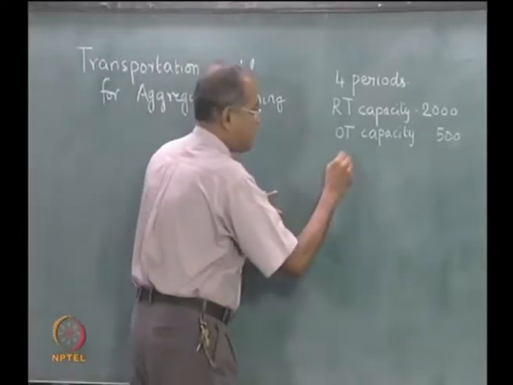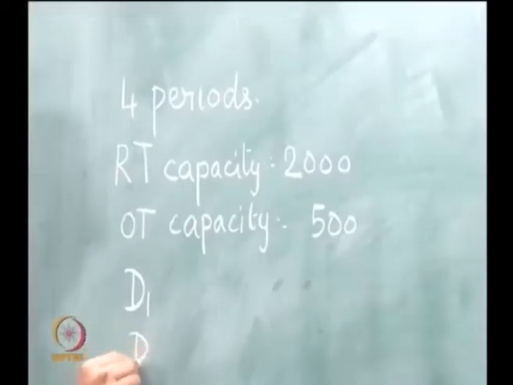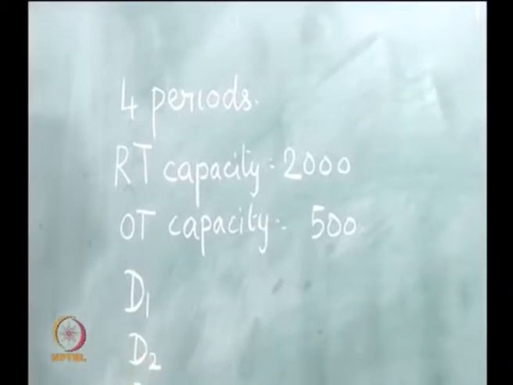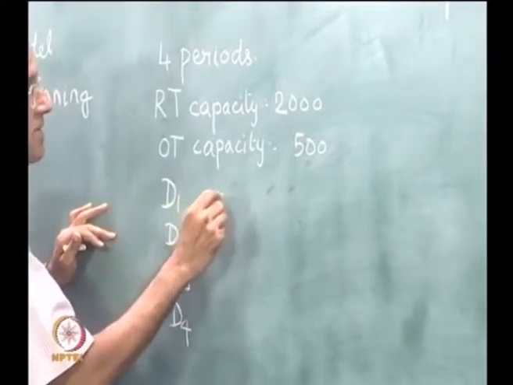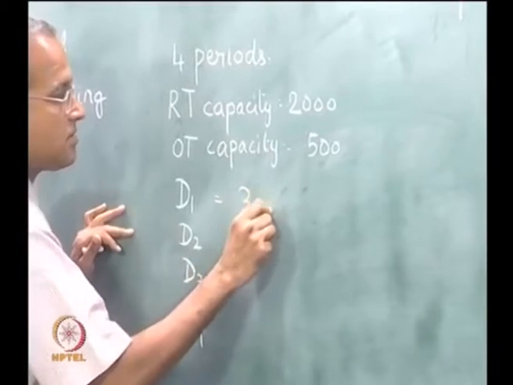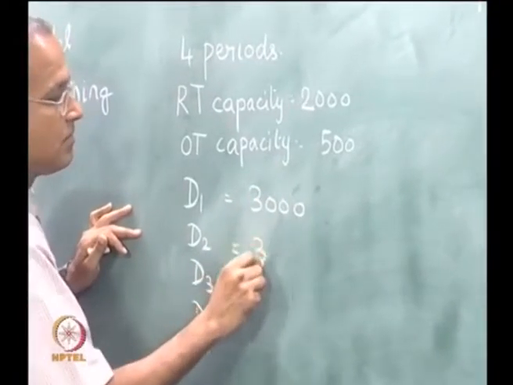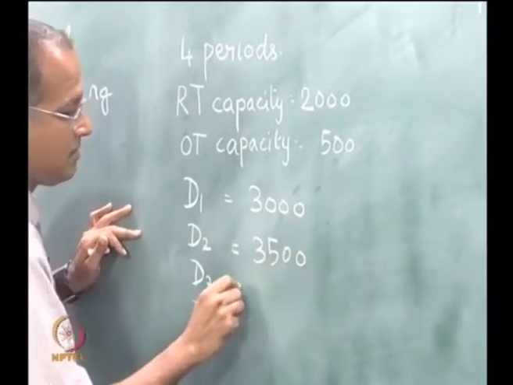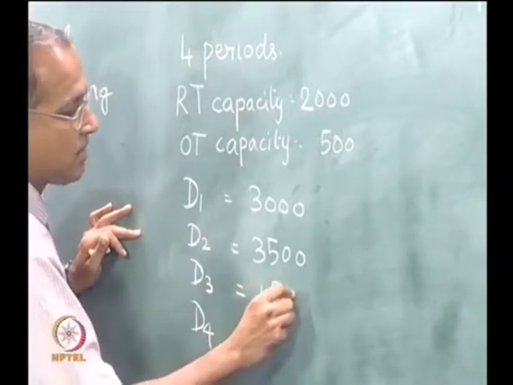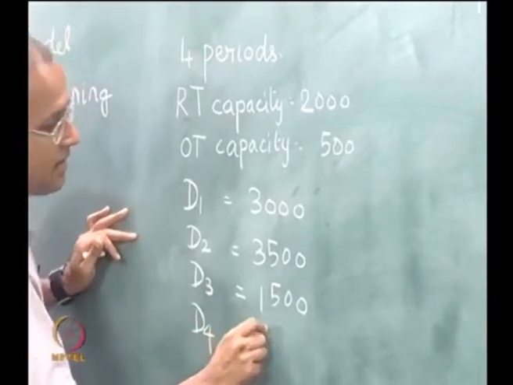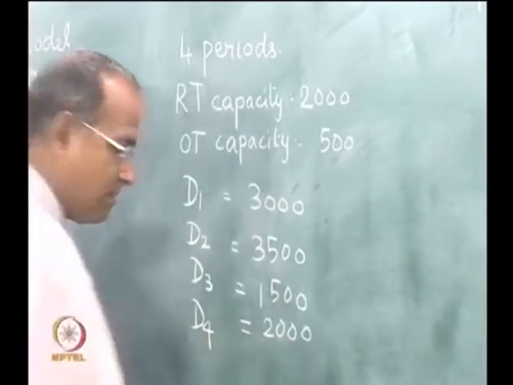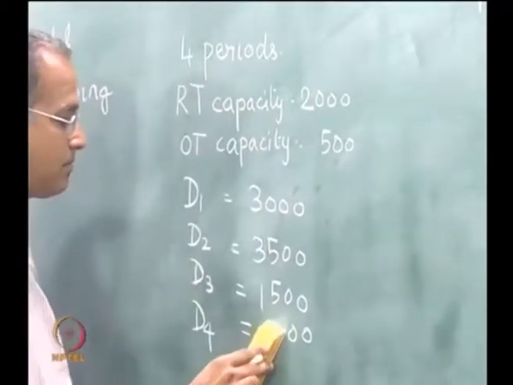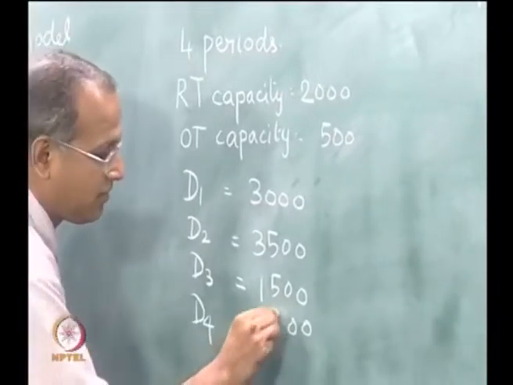We have 4 periods, so let us have the 4 demand values. Demand is also represented in terms of man hours. So let us say the demand values are 3000, 3500, 1500 and 1500.